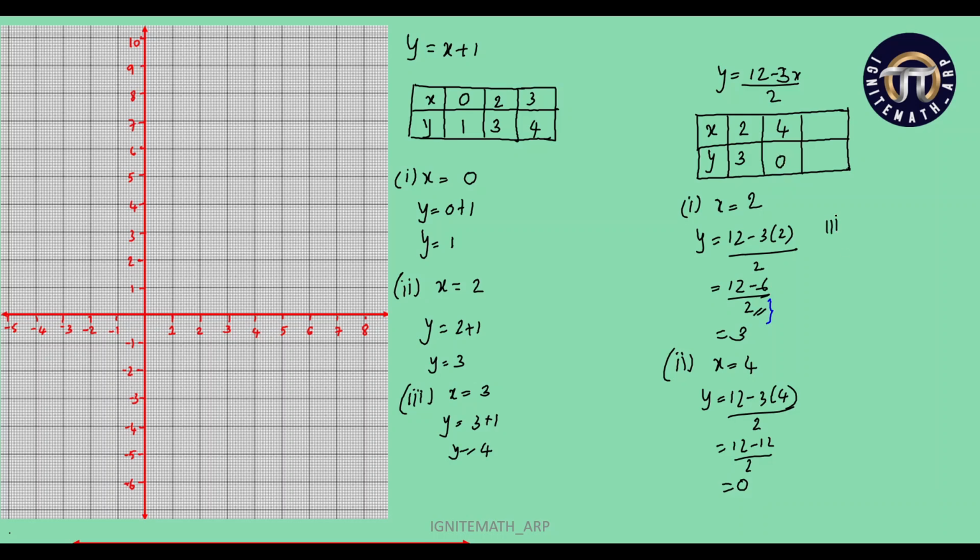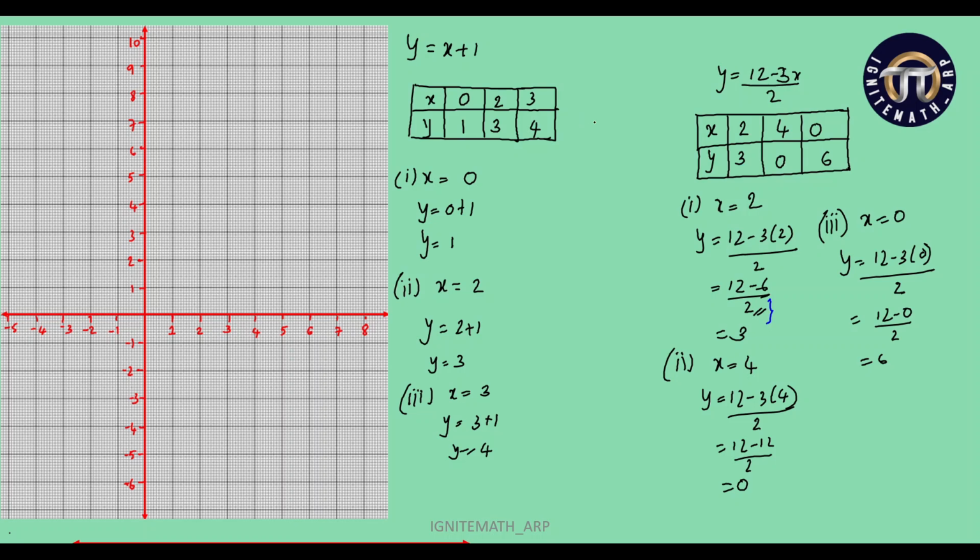So the next value I would like to take, the third value, pay attention, children. I would subtract this one. I'll take one value by subtracting the denominator: 2 minus 2. 2 minus 2 is what? 0. Clear? So let x is equal to 0 I will take. If I take x is equal to 0, y is equal to 12 minus 3 into 0 divided by 2. So that is 12 minus 0 divided by 2, that is going to be 6. So here it is 0, then I am going to get 6. Clear, children? Now my task is to plot them.